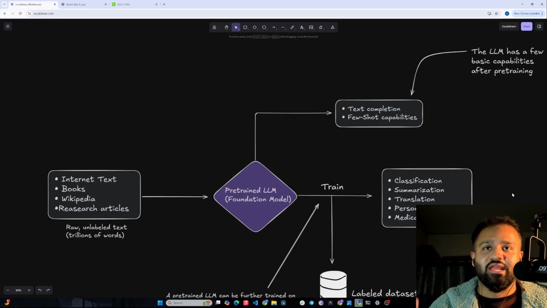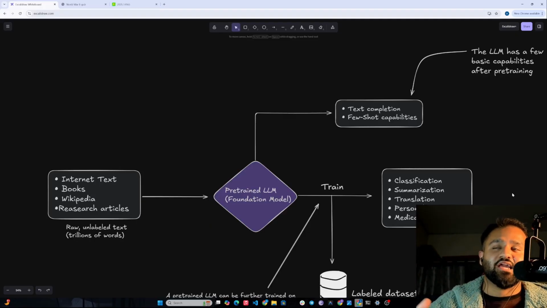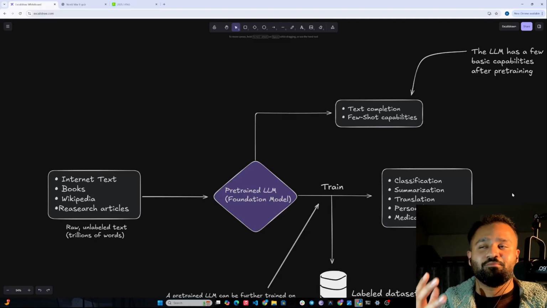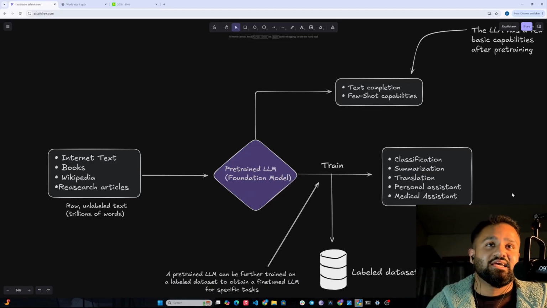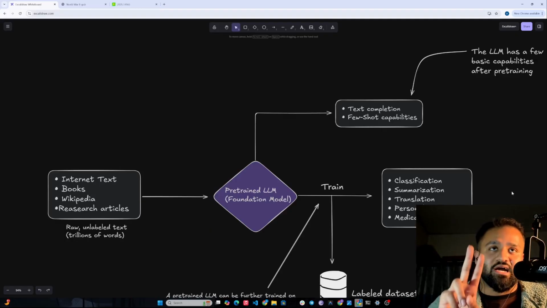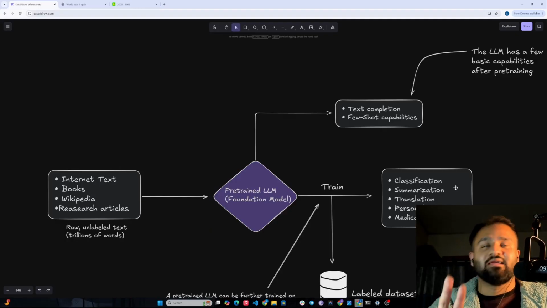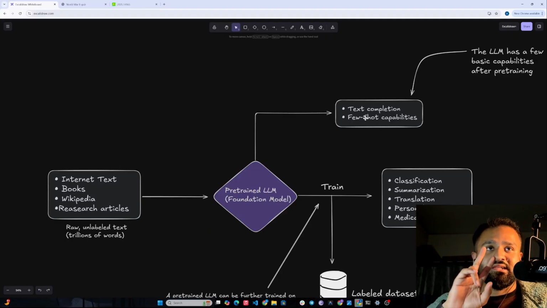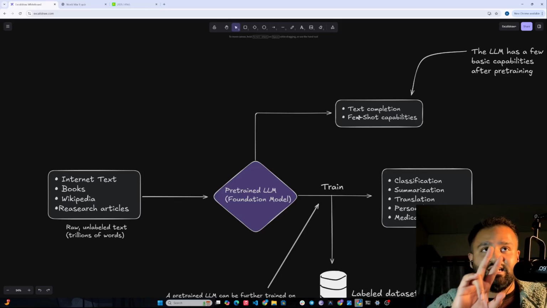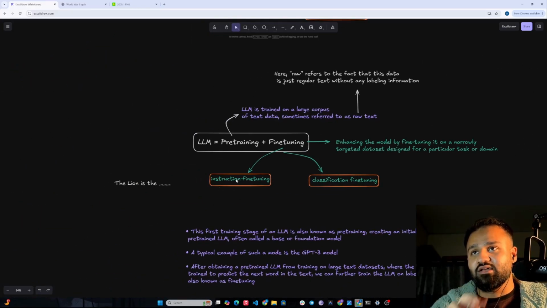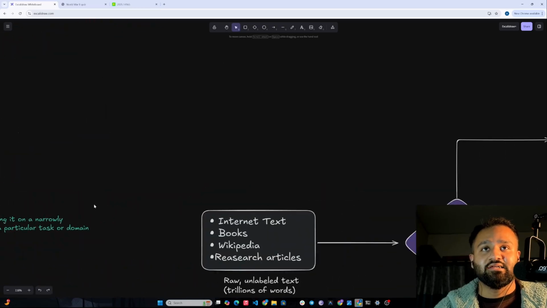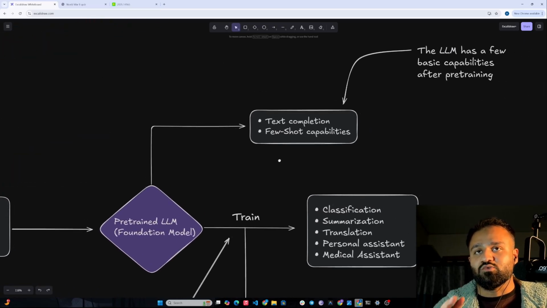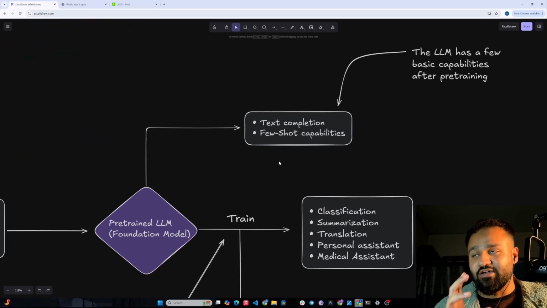Pre-trained or foundation models are capable of doing other tasks as well. It is not that the foundation model is useless. They can do two tasks very perfectly. Like you can do text completion, like what we have done over here: the lion is the king. So the foundation model can do these kinds of things very efficiently.